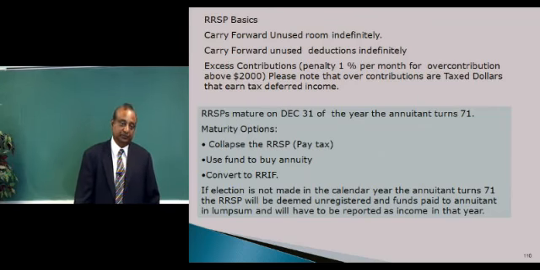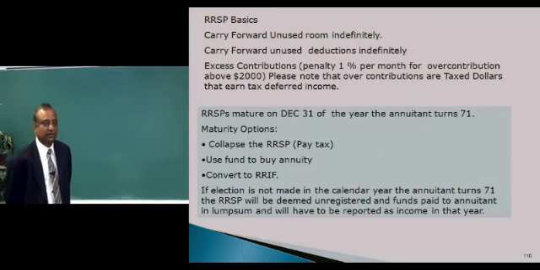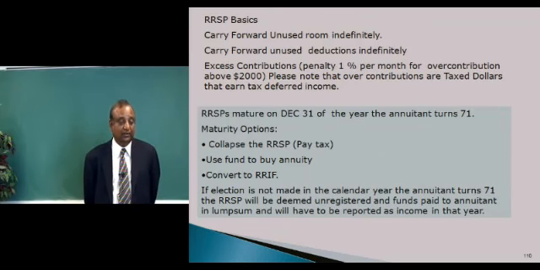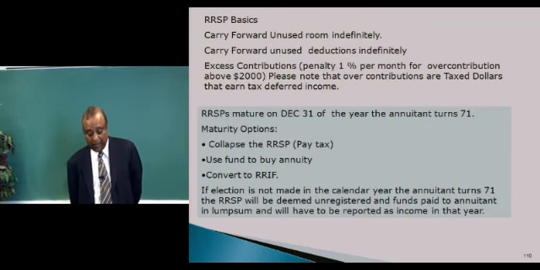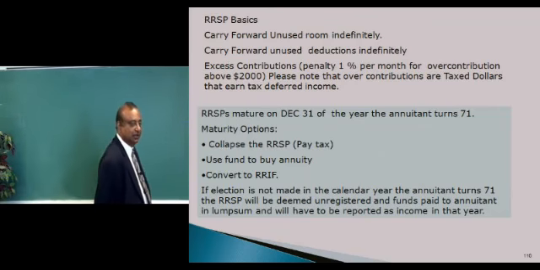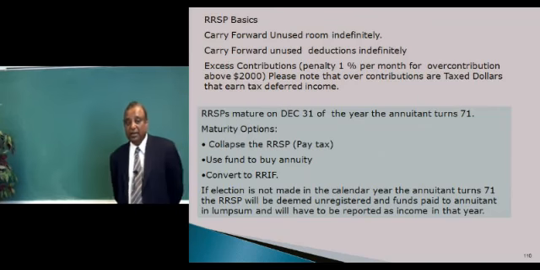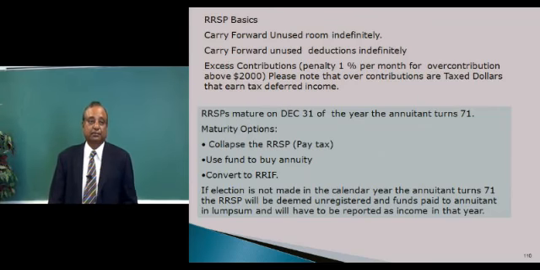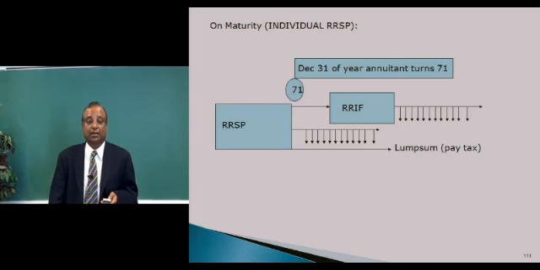Now, RRSPs mature on December 31st of the year the annuitant turns 71. So, December 31st of the year you turn 71 is the latest you can have an RRSP account. What can you do with the RRSP account? You've got 3 options. You can pull out all your money and pay tax, or you can use the fund to buy an annuity, like the registered annuity that we just studied, or you can convert it into a RIF, registered retirement income fund. So those are the 3 options. You can go to a RIF, you can go to an annuity, or you can pay lump sum tax.